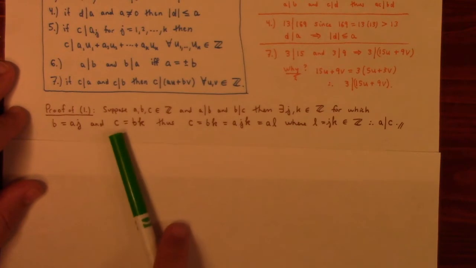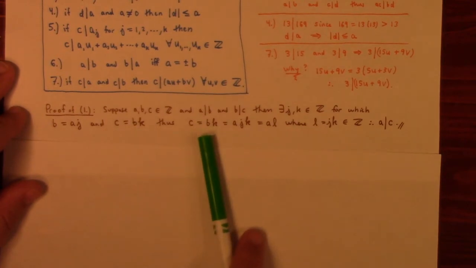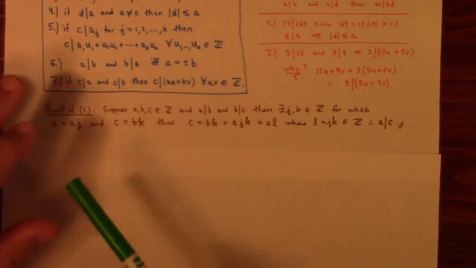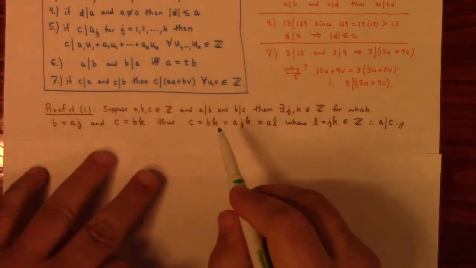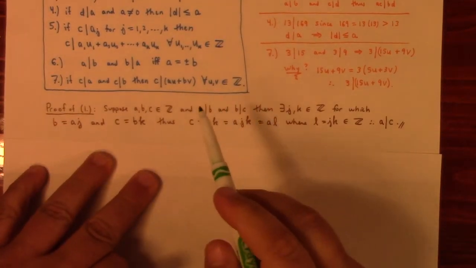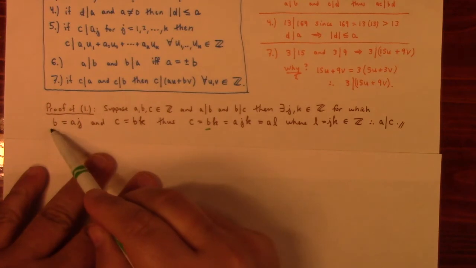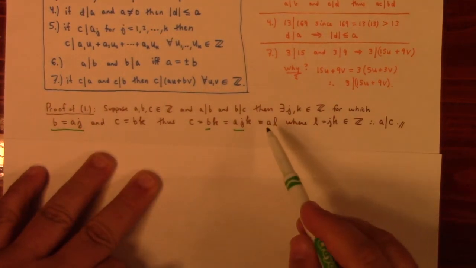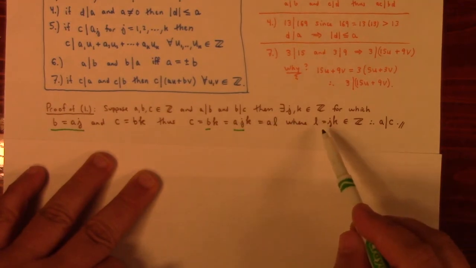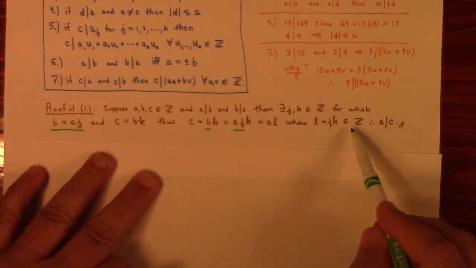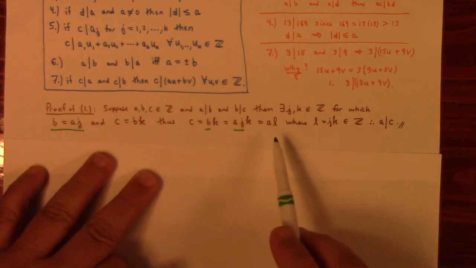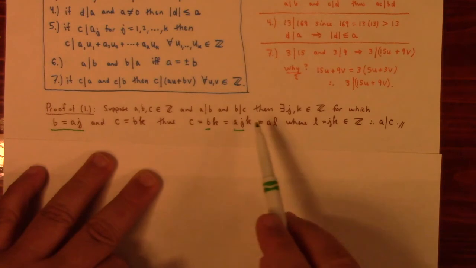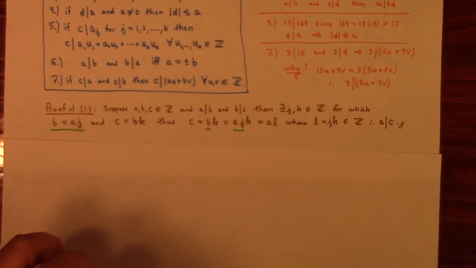Thus, C is equal to BK, but I can take this B right here and trade it for this over here, B equals AJ. So that becomes AJ times K, and then I've got A times L, where L is equal to JK, which is an integer. So I've shown that C is a multiple of A, which is to say I've shown that A divides C. There it is. There's a proof of one, and the proofs of the others are pretty similar.